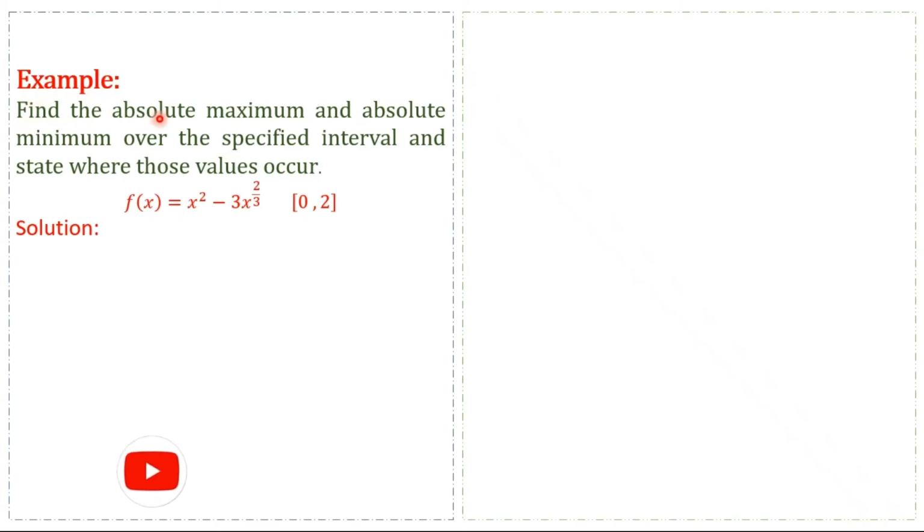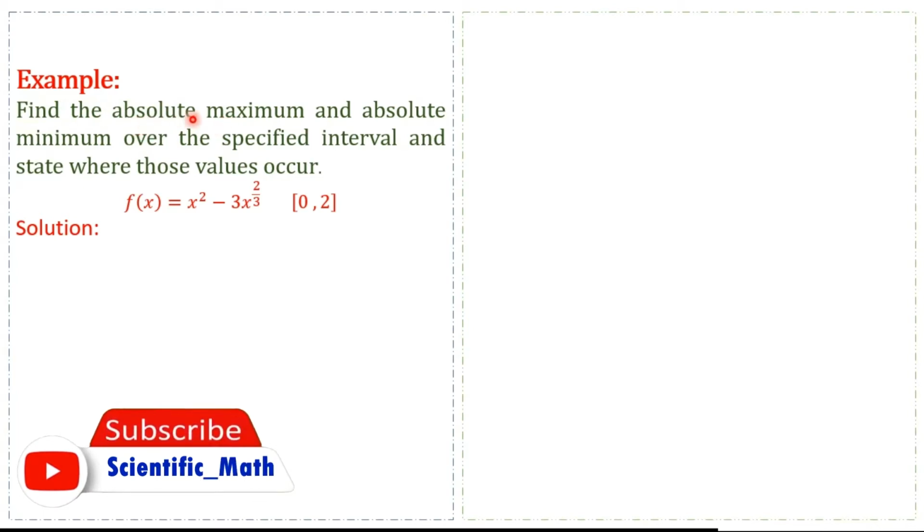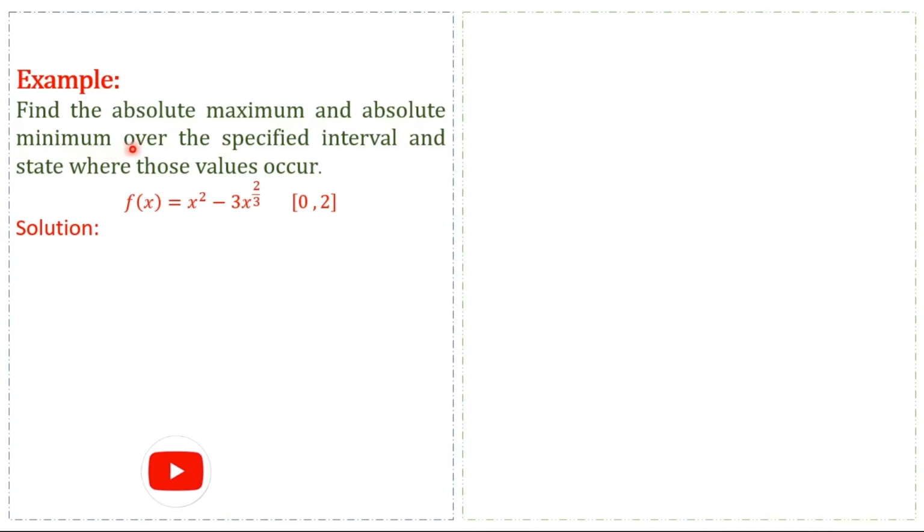Example: find the absolute maximum, which means the greatest value of the function, and the absolute minimum over the specified interval, and state where those points occur. Okay, f of x is equal to x squared minus 3 times x to the power 2/3, and this is the closed interval 0 comma 2. Okay, so let's start the solution.